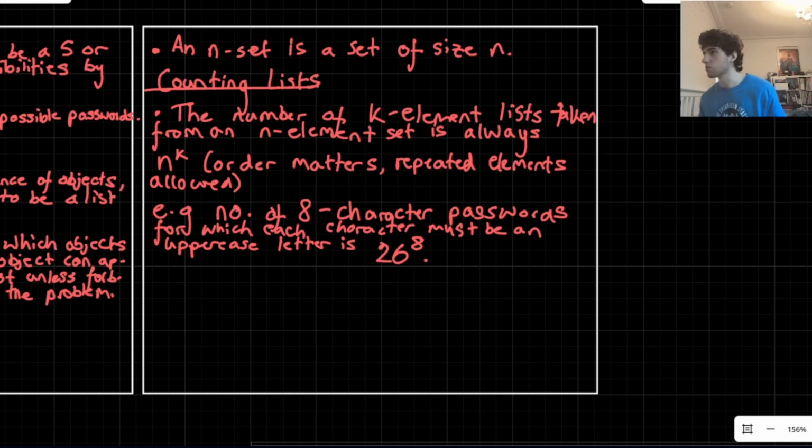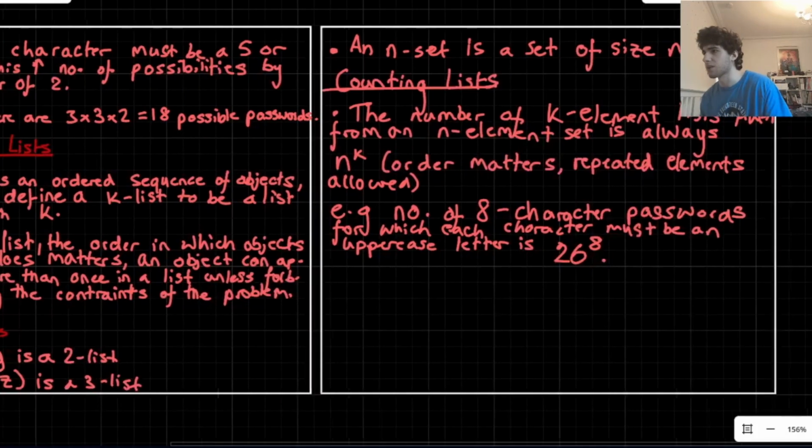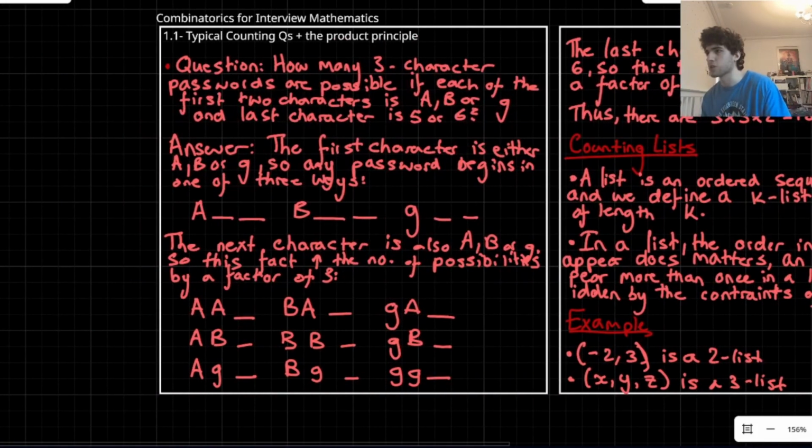And hopefully, intuitively, you should also understand why this is. If we go back to our example, imagine that we had a 3-character password, so a 3-list, and we only allowed uppercase letters. Then our formula says that there'll be 26 to the 3 possible passwords, which makes sense.